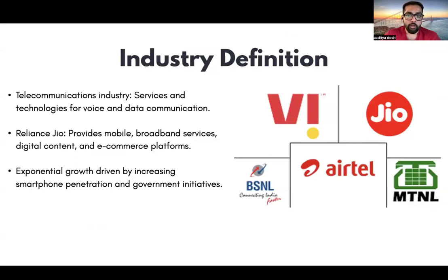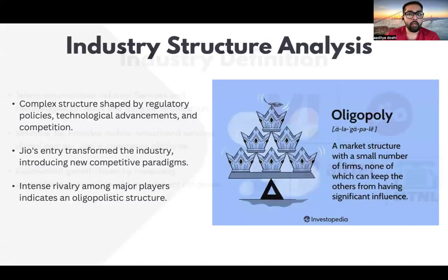Reliance Jio provides a variety of services. It manufactures its own mobile, and provides broadband services. It's also in digital content, and it also provides many e-commerce platforms. Reliance belongs to a very complex market, which is an oligopoly. It is a market structure with a very small number of firms, none of which can keep the others from having significant influence. It is a complex structure shaped by regulatory policies, technological advancements, and competition. Jio's entry transformed the industry, introducing new paradigms. Intense rivalry among major players indicates an oligopolistic structure.